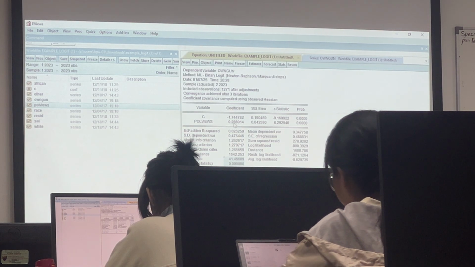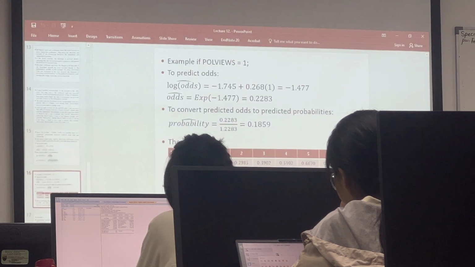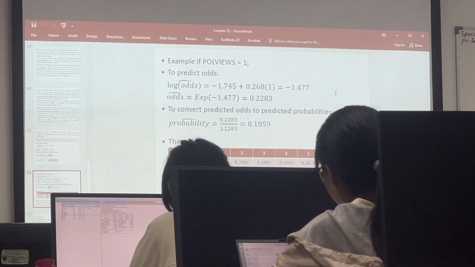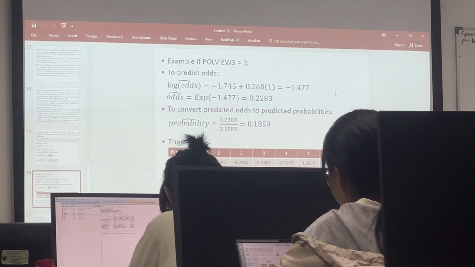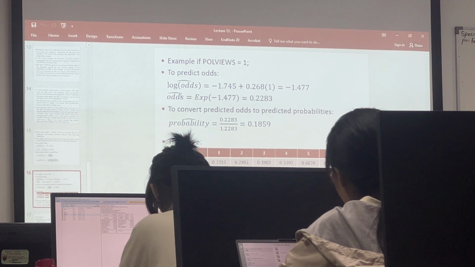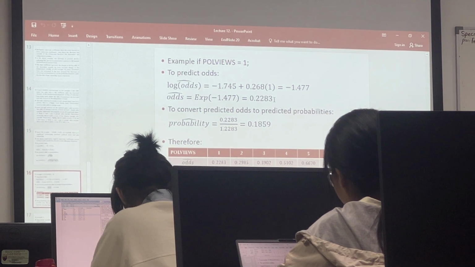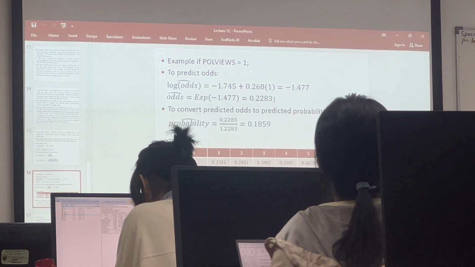So this plus 0.268 times political view. If political view equals 1, then you calculate and you get negative 1.477. That gives you the estimated log odds. Then you anti-log using the exponent. The exponent of this value gives you the estimate of the odds, 0.2283.